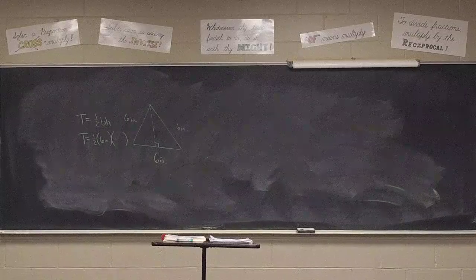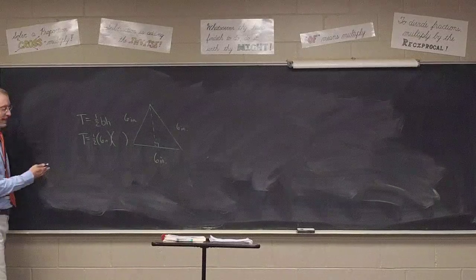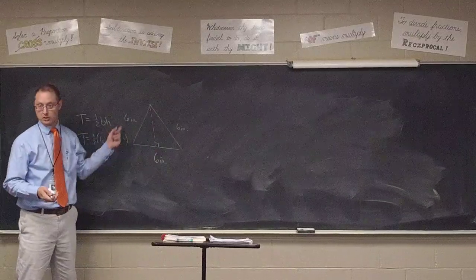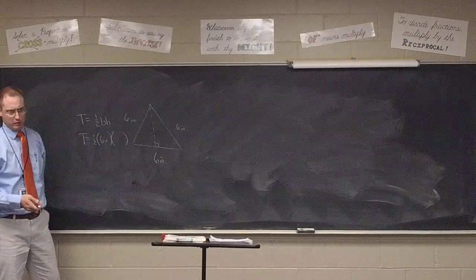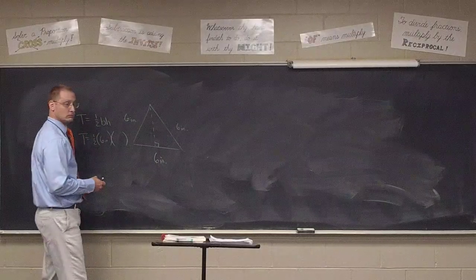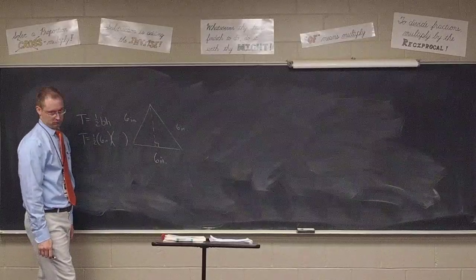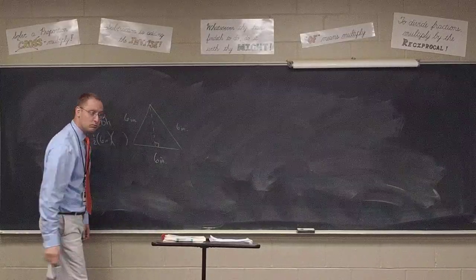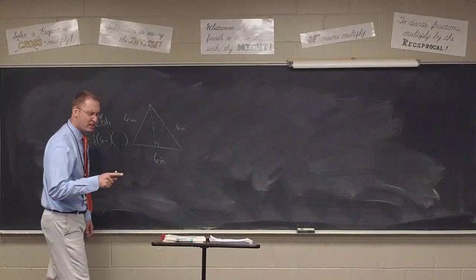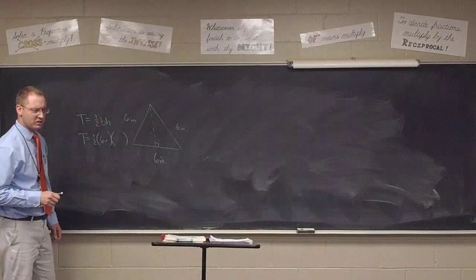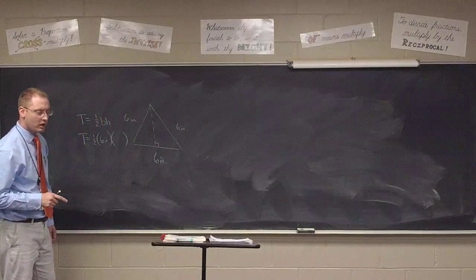Obviously, area is a half base altitude, right? I know the base is going to be 6 inches because all the sides are 6 inches, correct? What's the altitude, anyone? 6 inches. 3 times square root of 5. I'm trying. What did you say? 3 times square root of 5. Okay, I thought that's what I heard.